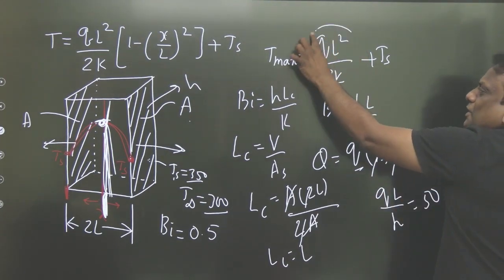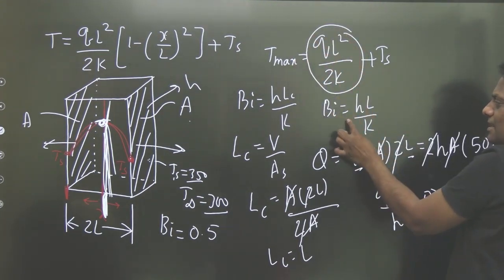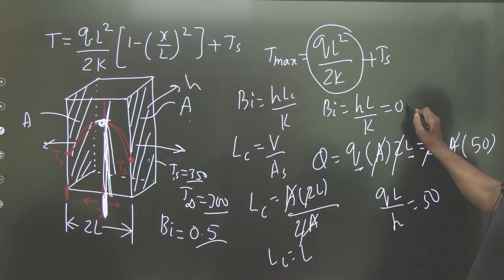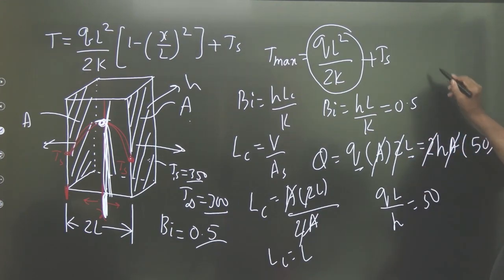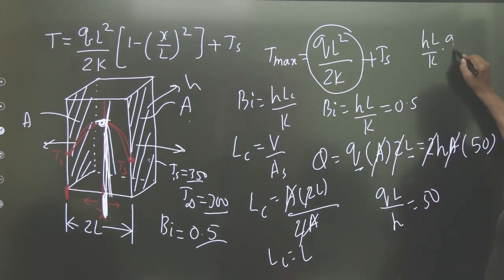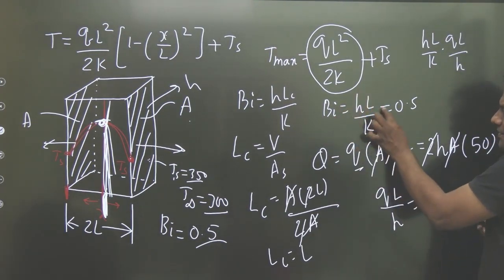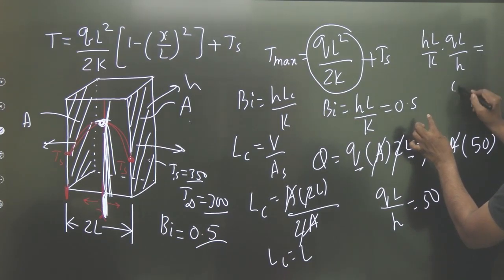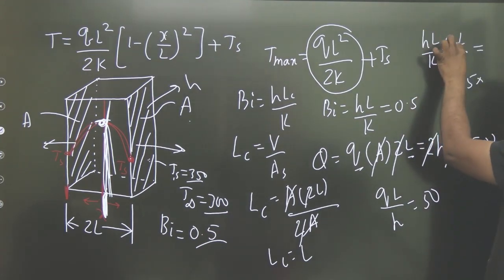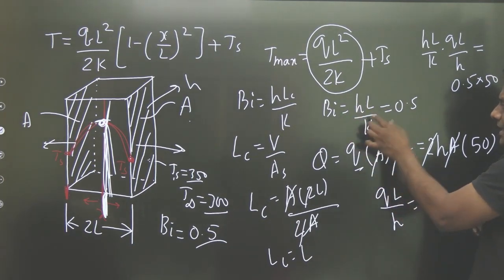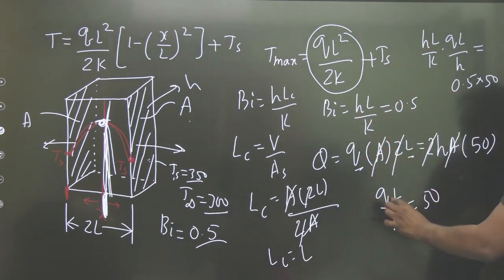Somehow try to get this value. See, sir, the Biot number is given in the problem as 0.5. Already you know 0.5. Multiply these two once. Let's see. HL by K into QL by H. I repeat, sirs: HL by K is 0.5 and QL by H is 50.